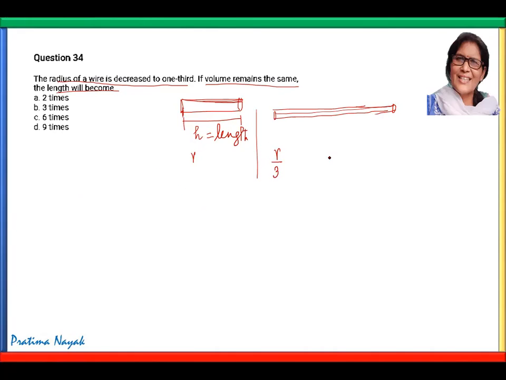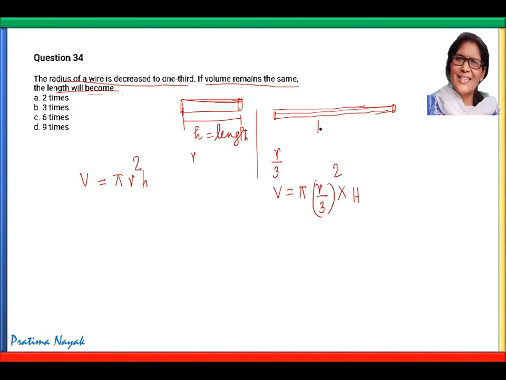So let us write the volume for everything. Originally the volume was pi r square into h. Oh, I have not read the question completely. The radius of the wire is decreased to 1/3. If volume remains the same, the length will be 2 times, 3 times, 6 times, 9 times. Can you guess? Okay, we'll do it. So here the volume is pi into (r by 3) square into, here I am writing capital H.